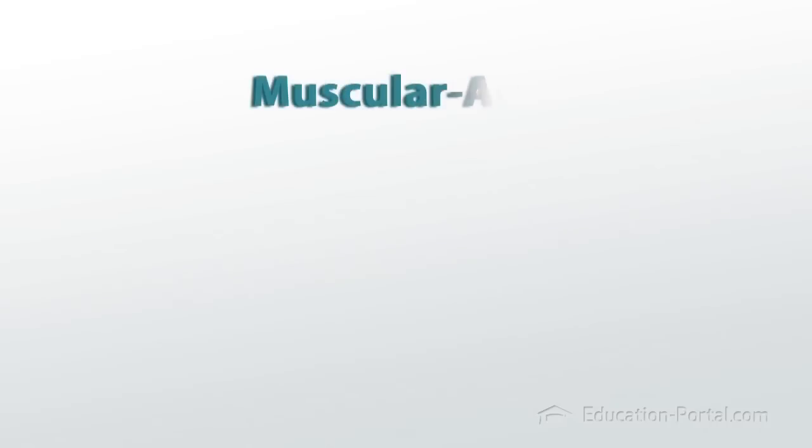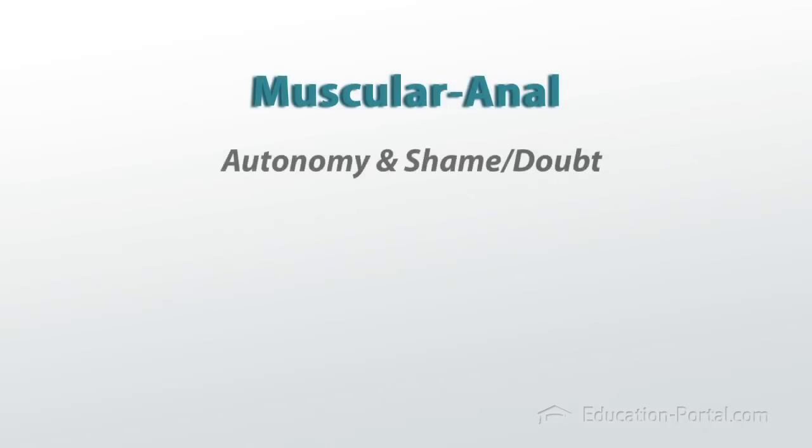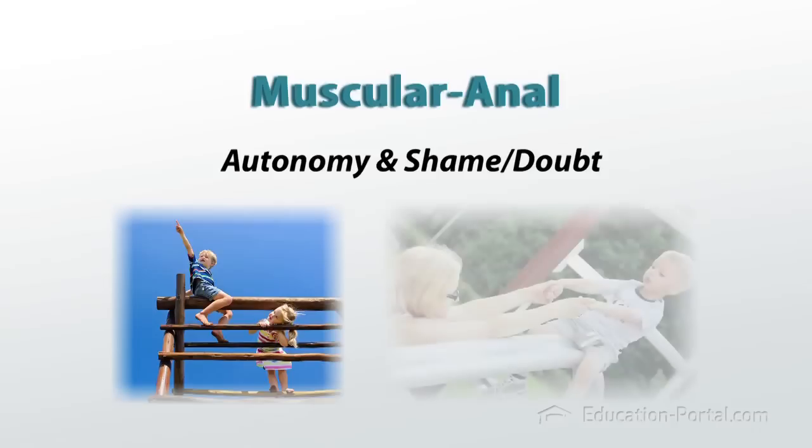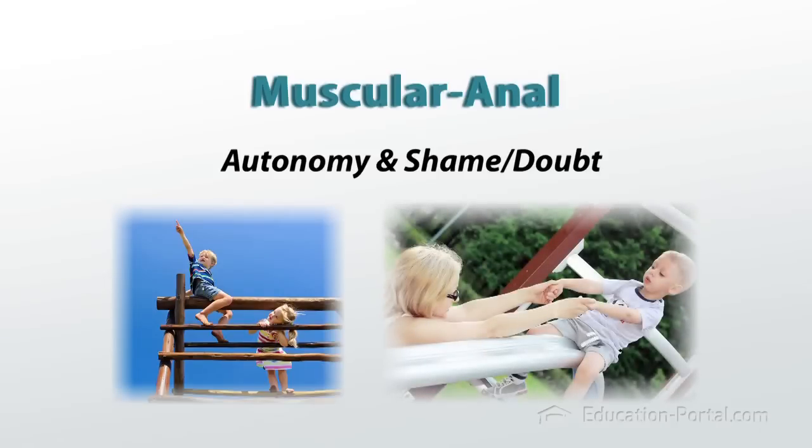The second stage is called the muscular anal, and it's defined by the conflict between autonomy and shame and doubt. Parents who allow their toddlers between the ages of 1 and 3 to explore their surroundings and develop interests of their own help to foster a sense of autonomy. But parents who are too restrictive and cautious with their children can instead leave them with doubt about their abilities. Like learning mistrust instead of trust, this can have long-standing consequences.